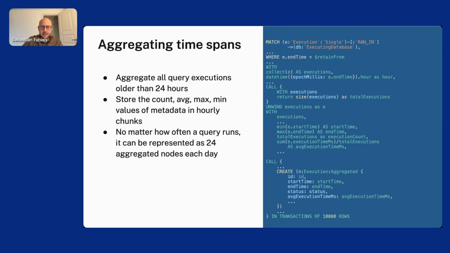So what we do here is we match all the executions older than 24 hours, and then we go hour by hour, and then we take basically the aggregations of those nodes, like the starting time, the ending time, the execution time, average, min, max, and then we store the aggregated format of that in 1 hour chunks. And this means that no matter how often a particular query runs, we can always represent it as 24 aggregated nodes, each representing 1 hour of the day.